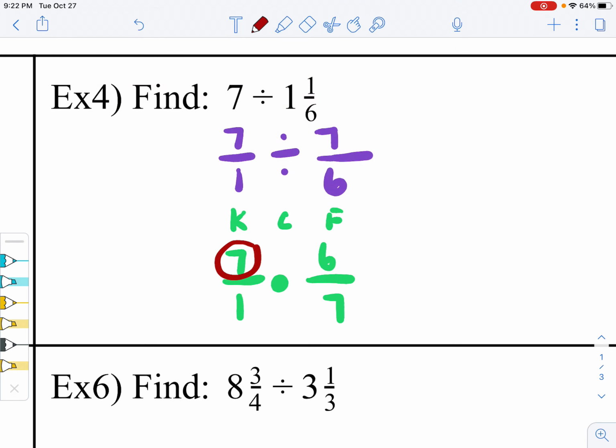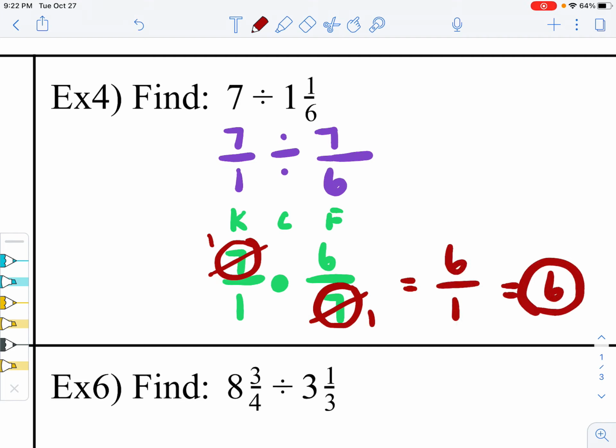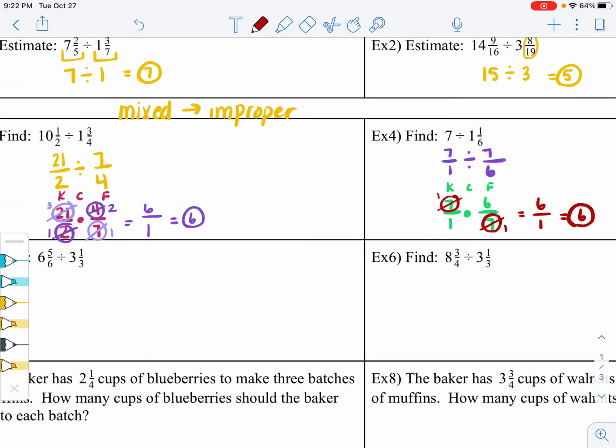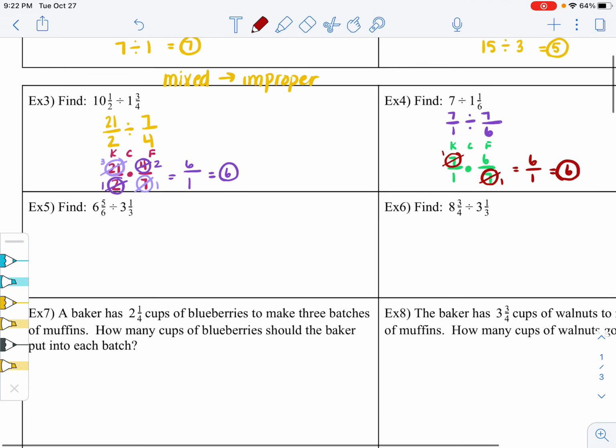On our diagonals, I see 7 and 7. 7 goes into 7 one time, and 7 goes into 7 one time. Then we have 1 times 6, which is 6, 1 times 1, which is 1, and our final answer is 6. Now, we don't have to always get a whole number, but in the 2 examples I did here, we did.